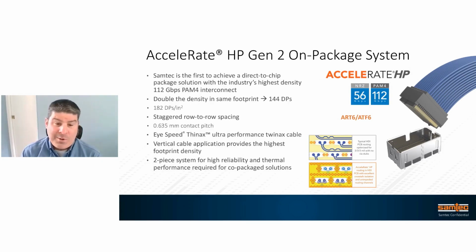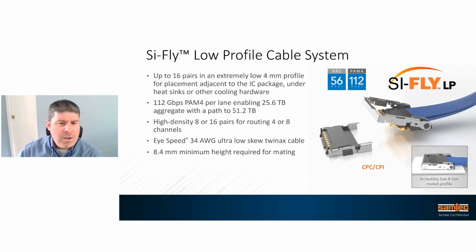So the next generation solution that we're working on right now is our Accelerate HP Gen 2. You can see in the graphics here that by optimizing the pin placement within the interconnect, staggering the row to row spacing, we can actually double the density. So within the same footprint, where the previous generation had 72 differential pairs, we can get up to 144 differential pairs within the same connector. So when you're looking at signal density, it's 182 differential pairs per square inch, supporting 112 gigabit per second per channel.